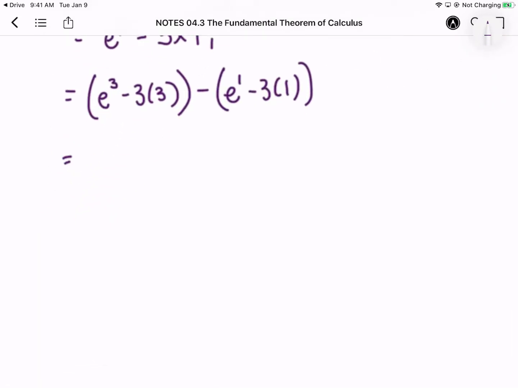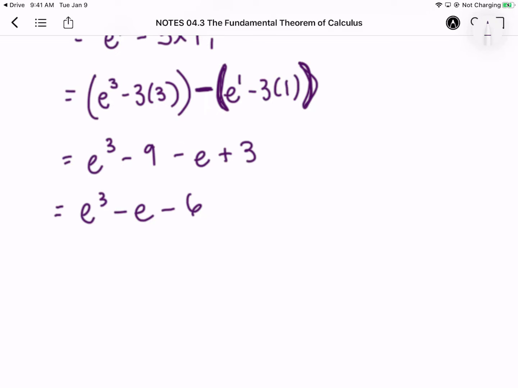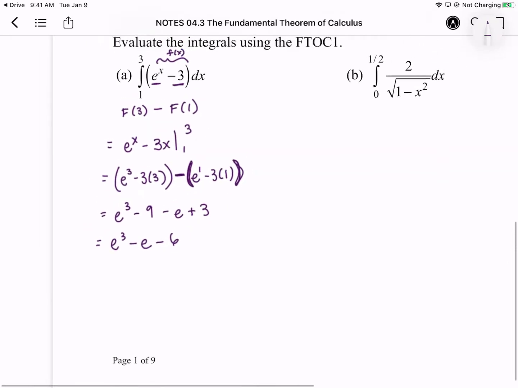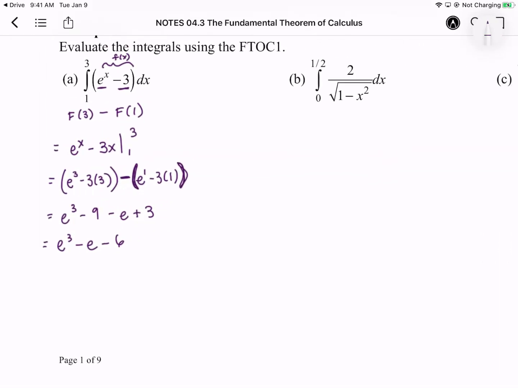Here I will get e cubed minus 9 minus e. Make sure to distribute this negative sign to both things inside the parentheses. That's why the parentheses here are so important. This becomes positive 3. So this is e cubed minus e minus 6, and we can just leave our answer like that. So we just applied the fundamental theorem of calculus. Woohoo!